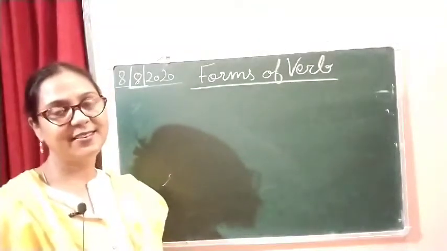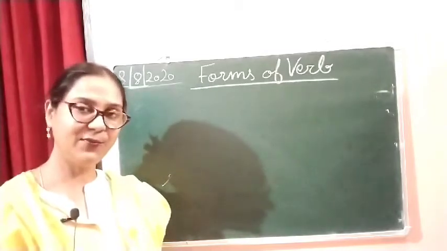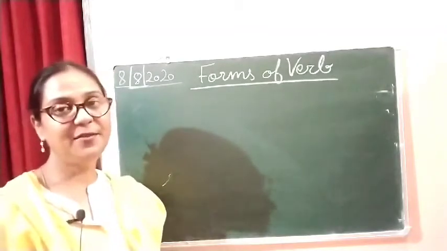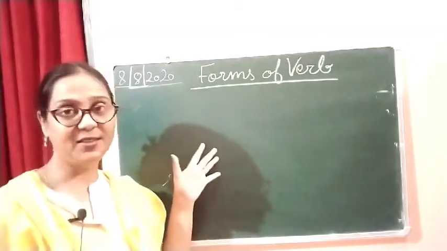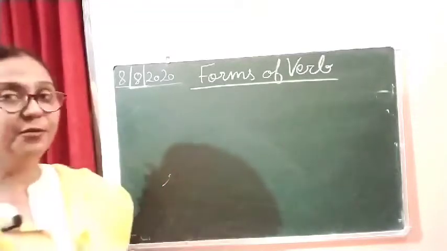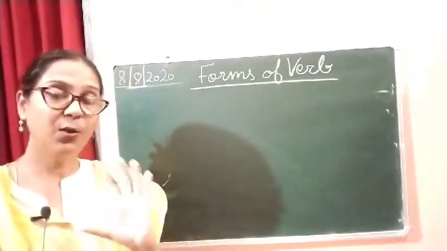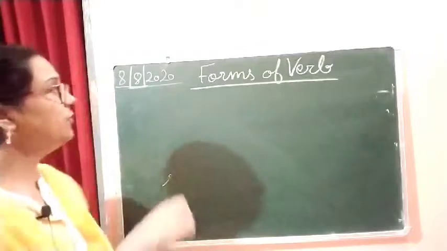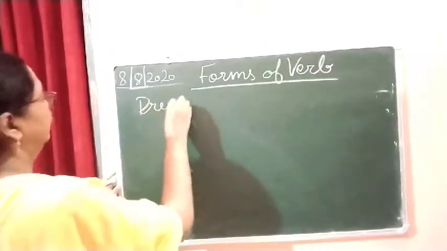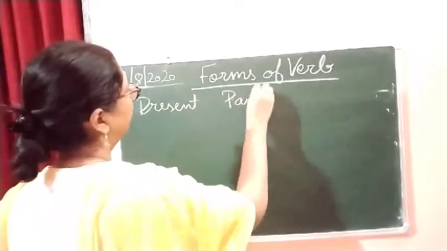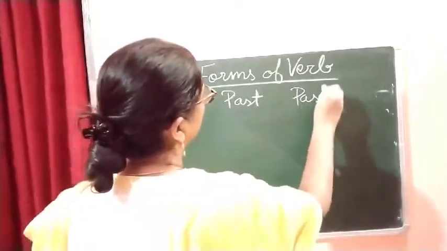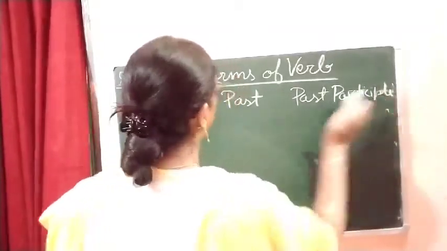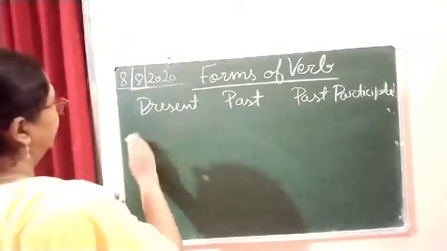Now I think, after discussing all these four forms of past tense, it is incomplete if we leave this part of the chapter. Forms of verb. Now how are we going to write a verb in three forms? First of all, present, past and past participle. First of all, I am going to write here: appear.